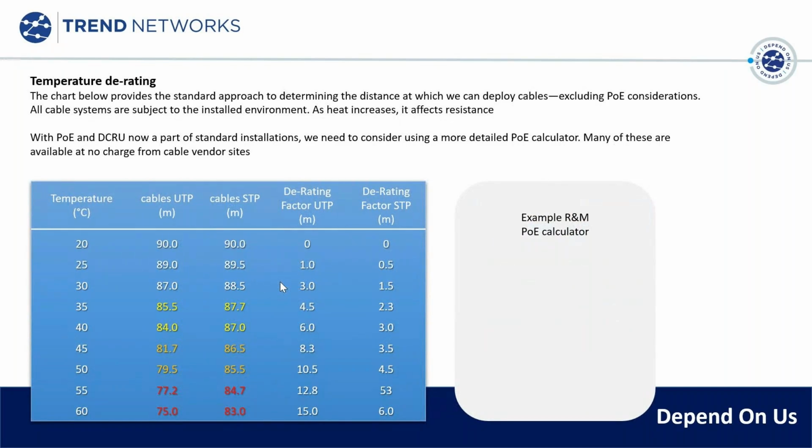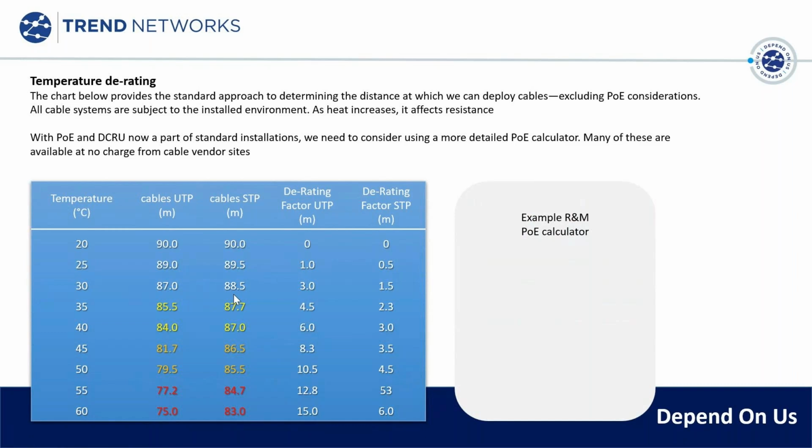Well, temperature derating has always been applied to cabling systems. Without the advent of PoE, we already had a derating system, shown on screen. If we look at 30 degrees, we already start to see that our 90 watts is not there. It's down to 87 on UTP cables, and 88 for STP cables. So everything we had assumed was actually reduced anyway, without increasing the heat.